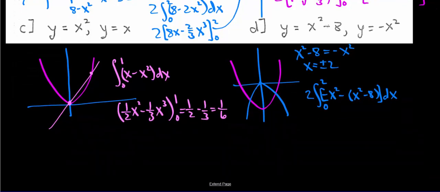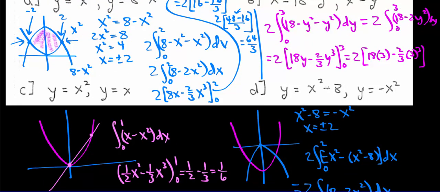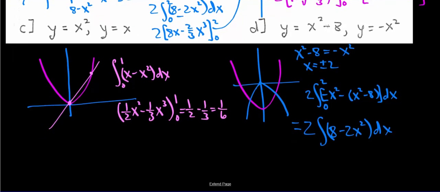Now, if I work through that, I've got 2, and let me just write it this way: 8 minus 2x squared dx. That looks familiar. Oh, it does. It's right up here. We did this earlier: 8 minus 2x squared, 0 to 2. So it's not the same problem, but you get the same integral, the same outcome. Okay, so that covers the second packet.